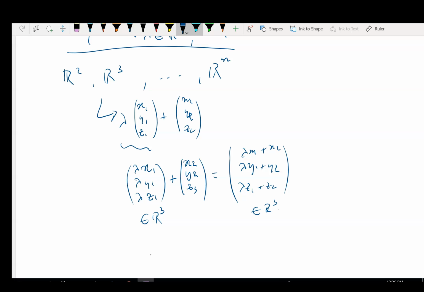So that is a vector space, and one of the first properties that we can see is that the zero element belongs to any vector space.